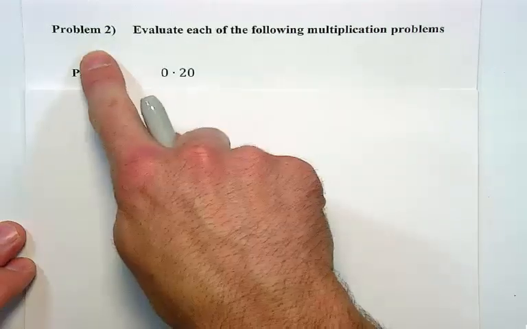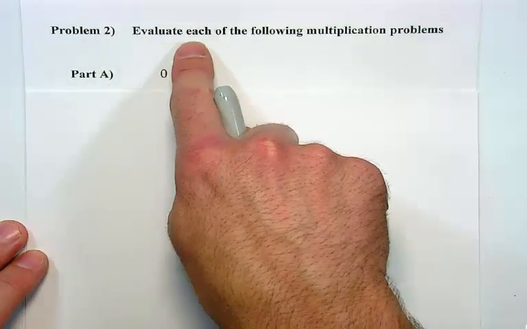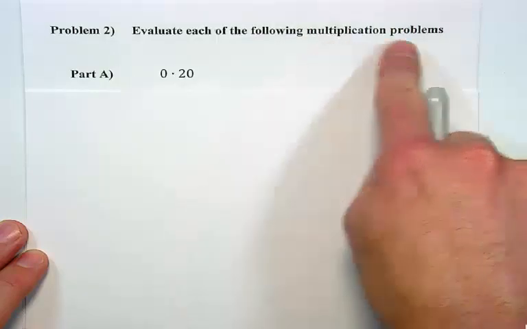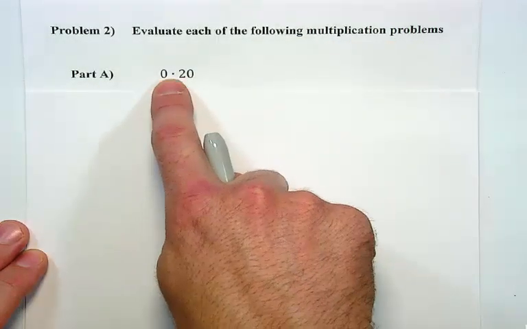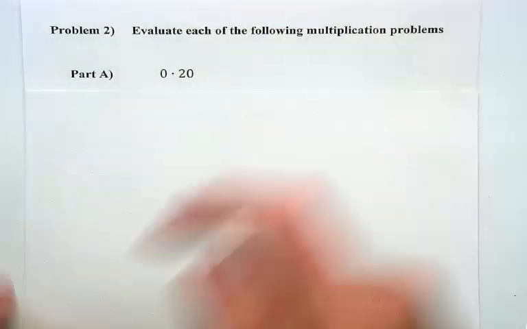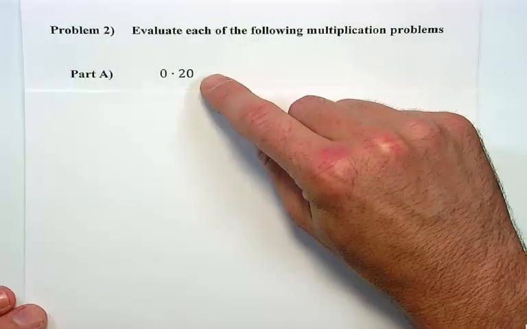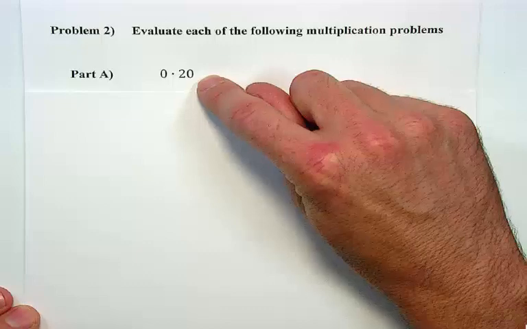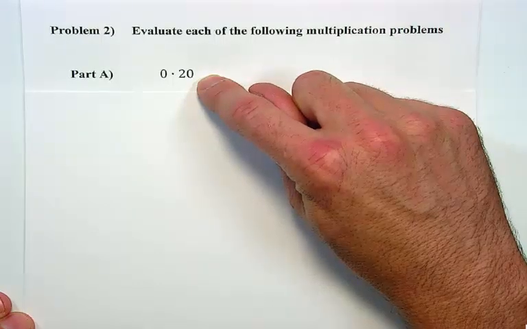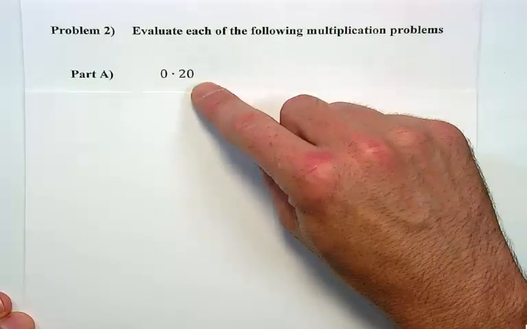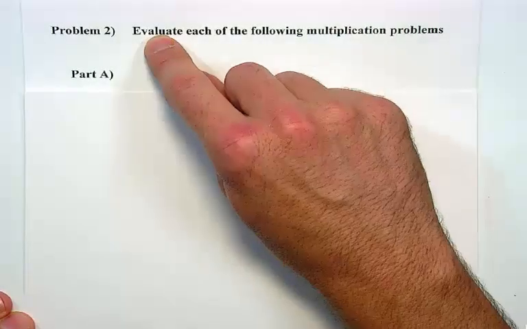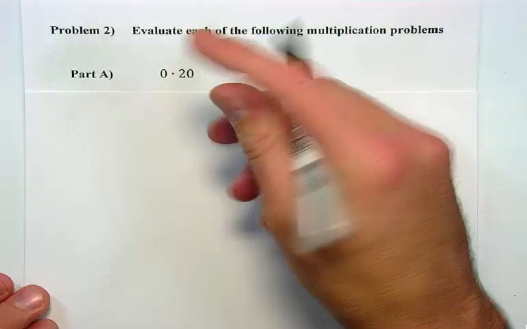This problem reads, evaluate each of the following multiplication problems. Part A, 0 times 20. Again, we do this thing where we ask ourselves a simple question. In the math statement here, is there an equal sign? No, there's not. This is an expression we're going to simplify. To do that, we're told that we need to evaluate. Let's go ahead and take a look.